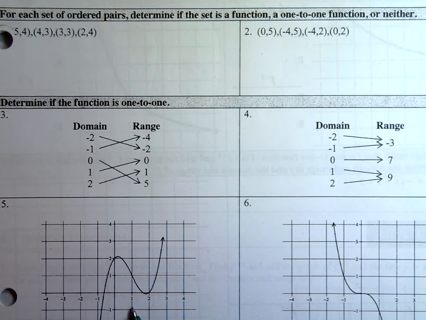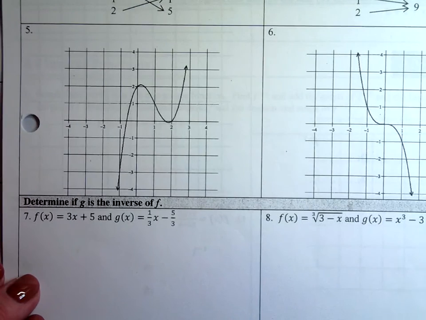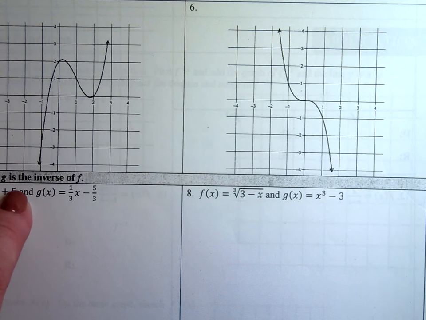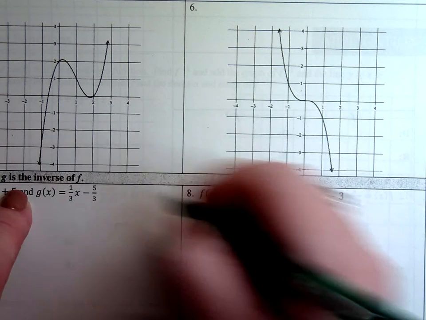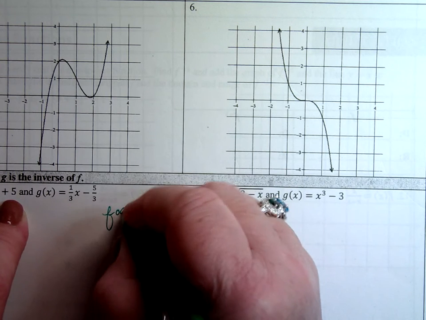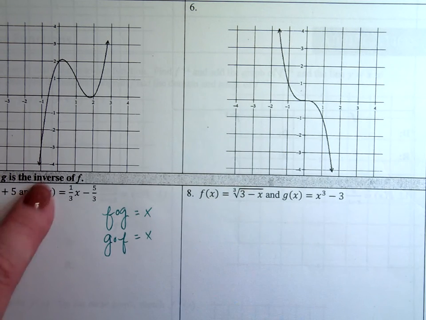For these guys, they're a little bit nicer. In order for it to be 1-to-1, it has to pass the vertical line test and the horizontal line test. So that's numbers 5 and 6. Numbers 7 and 8: the question is, are they inverses of each other? Let's try number 8. You want to know, when you do f of g, that you get an answer of x, and when you do g of f you get an answer of x. If they're inverses, then that's going to happen.